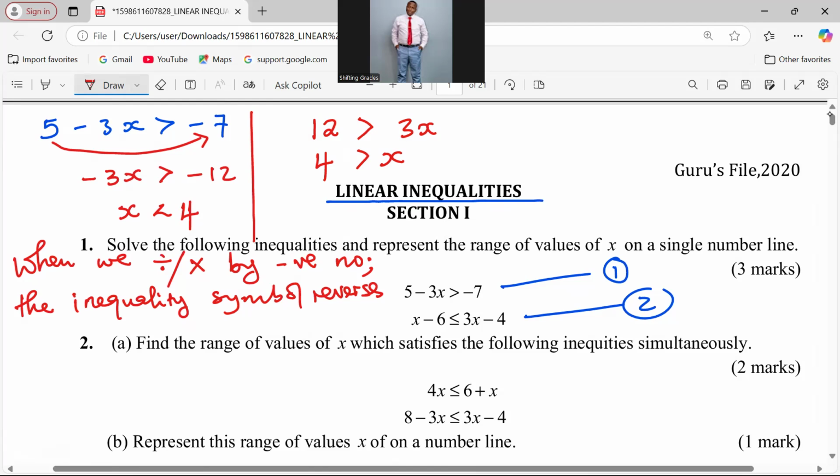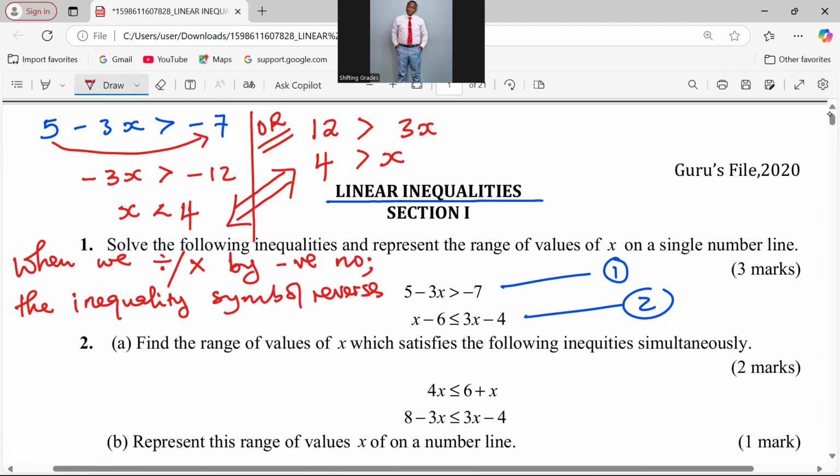So you will discover that the simple statement x less than 4 is just the same as 4 greater than x. So when we say x is less than 4, technically we mean 4 is greater than x. These two simple statements have the same meaning. So instead of dividing by a negative, which reverses the symbol, we can simply do away with the negative and the work becomes even easier.